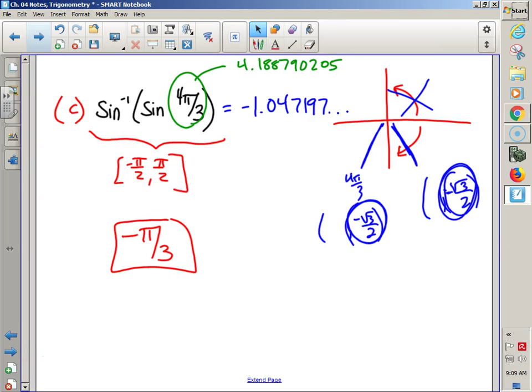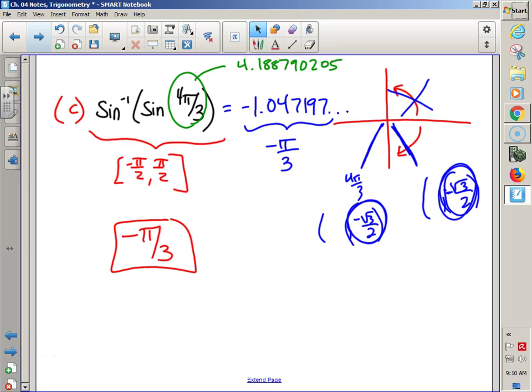What happened? Did you plug in negative pi over 3 to see if we were right? Negative pi over 3, 1.0471975551. What happened? Sine inverse only spits out certain answers. Am I looking for coterminal? No. What am I looking for? Value matching. Does that make sense?